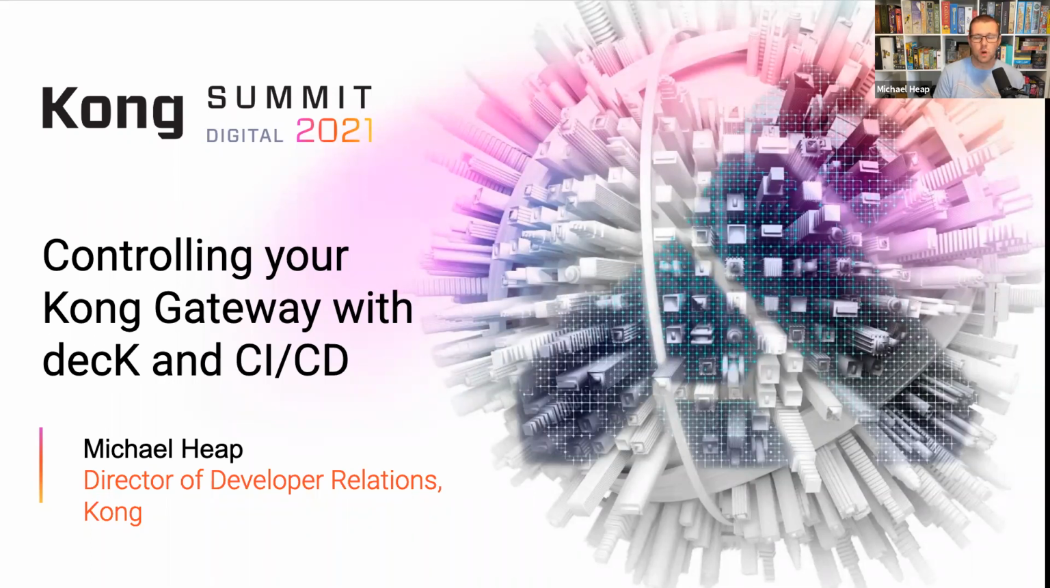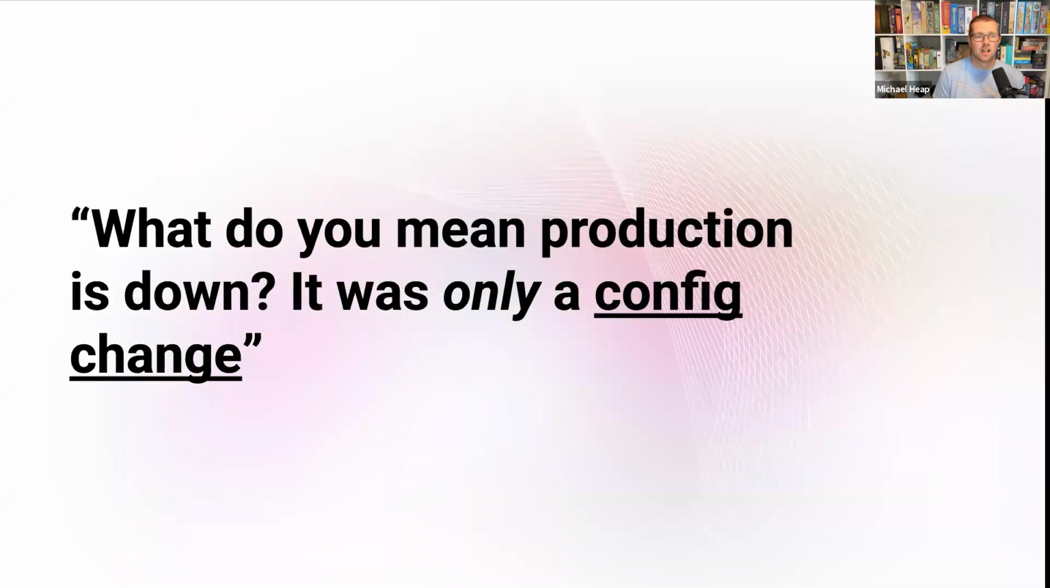You might be wondering why you'd actually want to do this. After all, you've been using the API or the UI to configure your services, routes, plugins, and that's worked just fine in the past. But how many times have you heard this? What do you mean production's down? It was only a config change. It's easily done, and it's not just small companies. Some of you may have seen that Facebook dropped off the face of the earth the other week. That was just a config change.